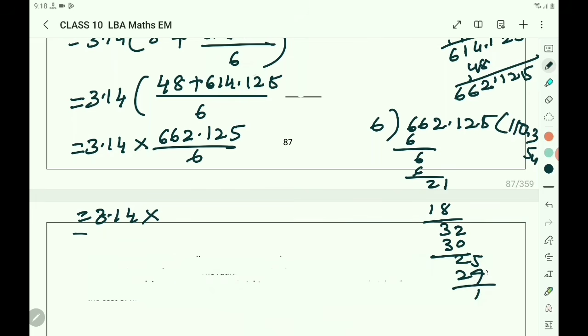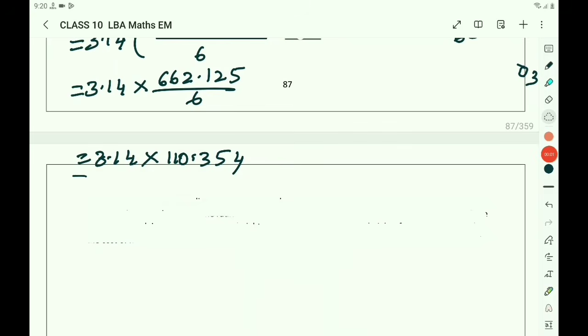3.14 into 110.354. 110.354. Now let us write 110.354 into 314.